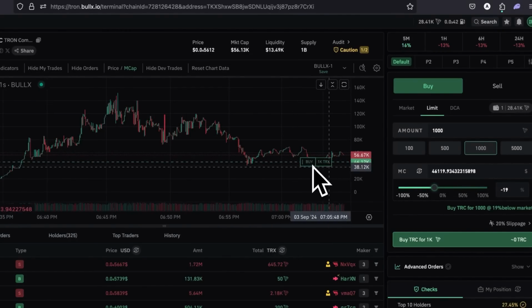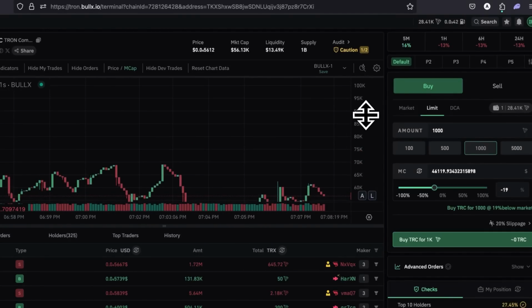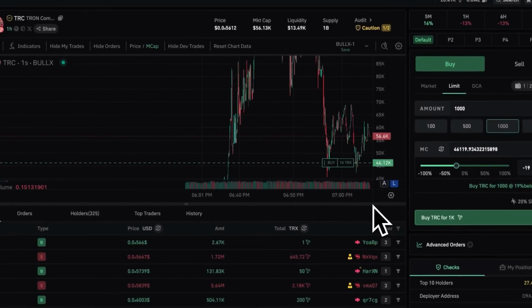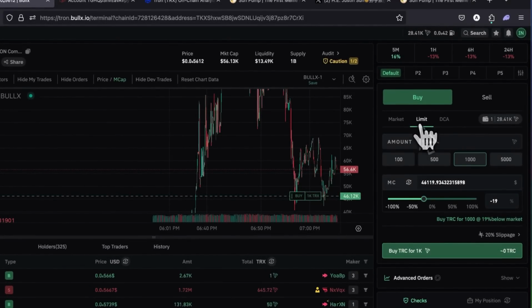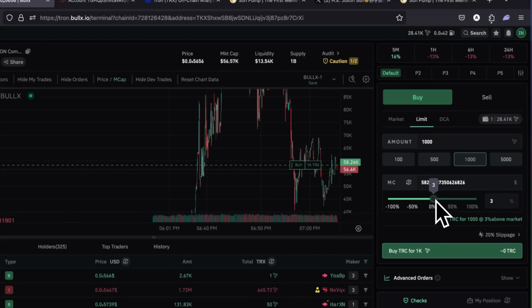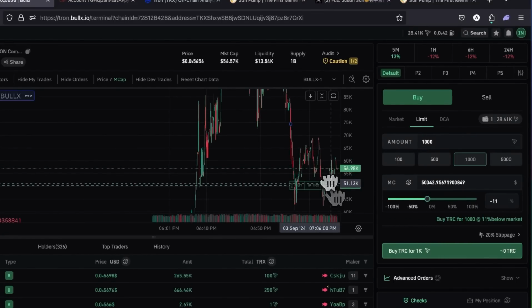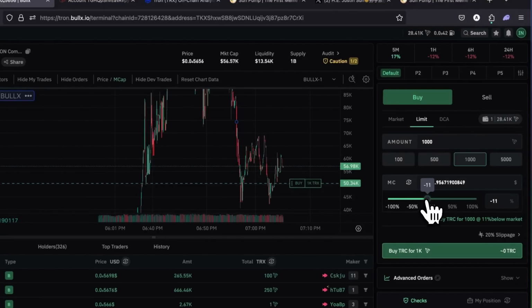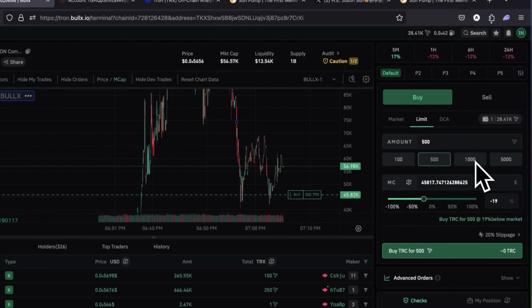So you can automatically buy the dip if you place a limit buy order. That's something very cool on Bullex, right? You select the limit option right here, and then you drag this little thing, and it's going to show you right here where you would execute this limit order. And you could set the amount that you would like it to execute for.